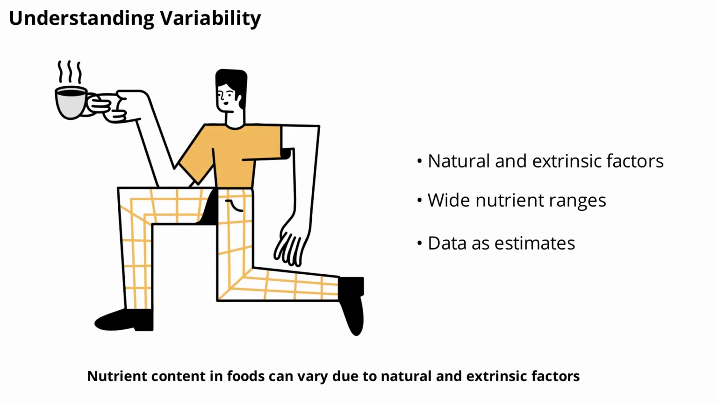Nutrient content in foods can vary due to natural and extrinsic factors. For example, the protein content of rice can range from 5 to 14 grams per 100 grams, and the carotenoid content of sweet potatoes can differ by a factor of 200. Such variability highlights the importance of using food composition data as estimates, not absolutes. Users should be aware of these differences when interpreting data.